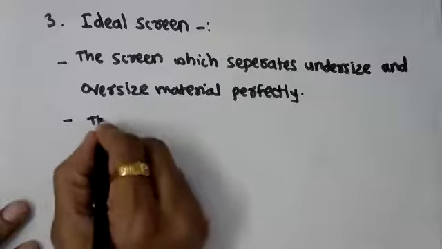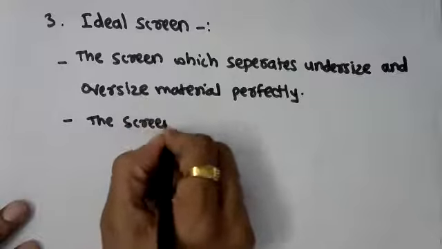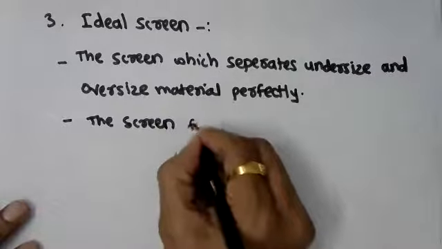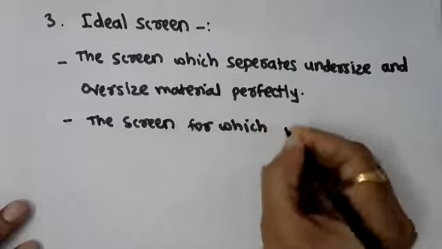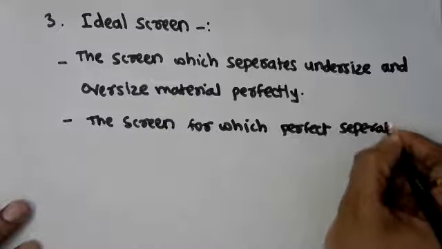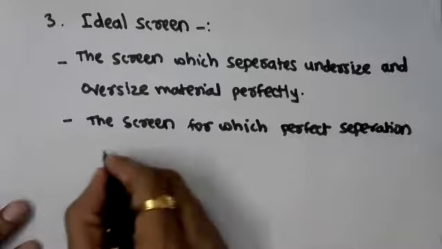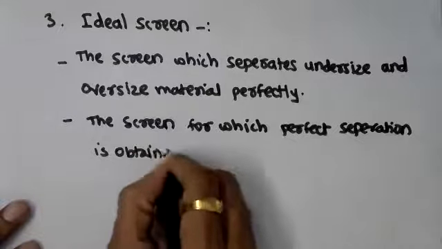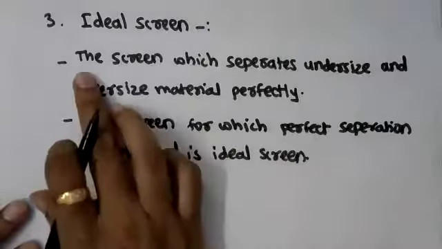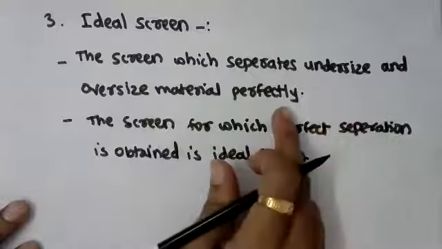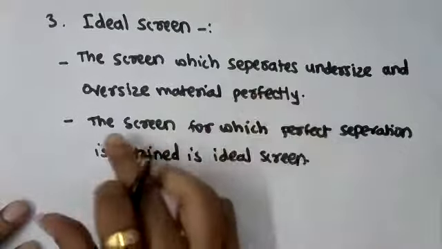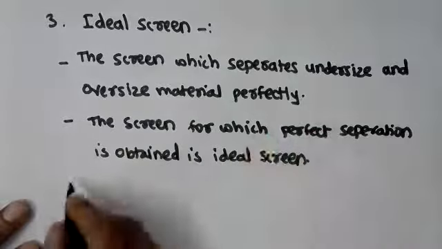Or the screen for which perfect separation is obtained, or using which perfect separation is obtained, is an ideal screen. So an ideal screen is the screen which separates undersize and oversize material perfectly. The screen for which perfect separation is obtained is an ideal screen.